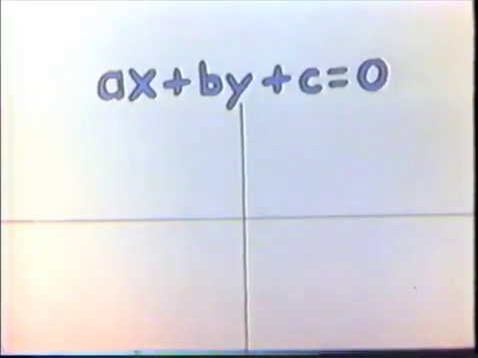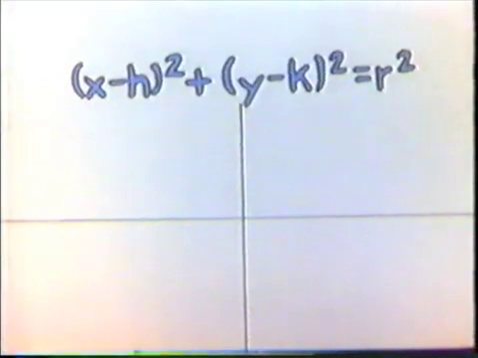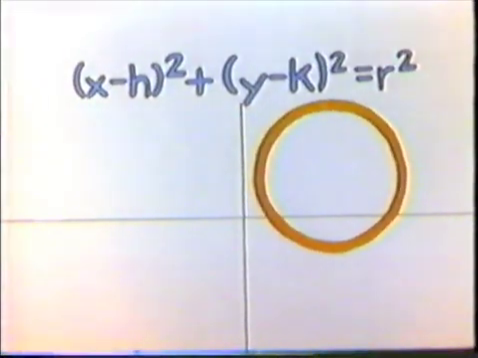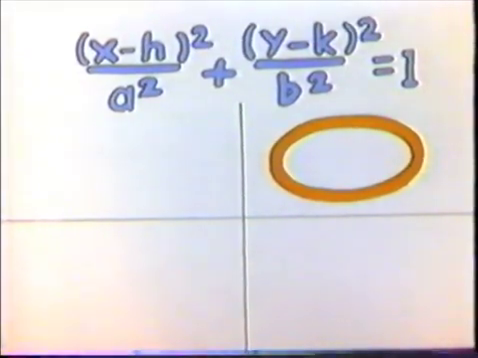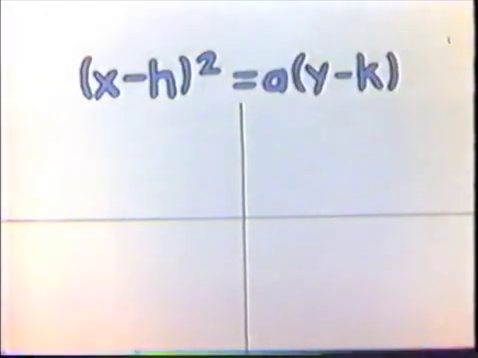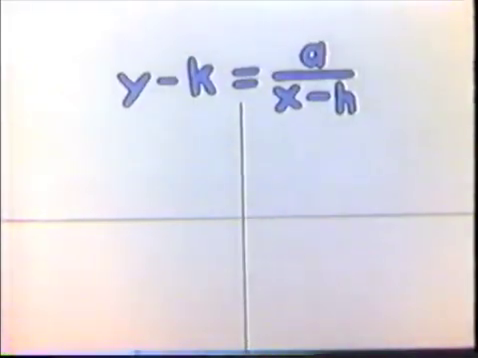Now let's try to reconstruct the conic sections. Obviously, we need to start with a frame of reference. With the use of equations, we can draw graphs. We can draw lines, circles, ellipses, parabolas, and hyperbolas.